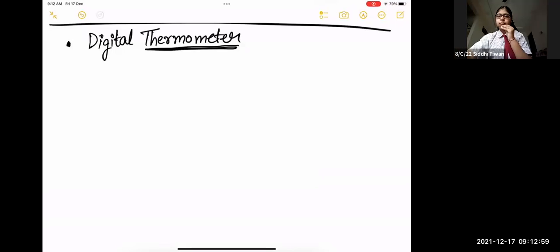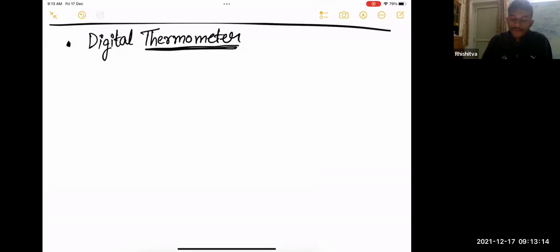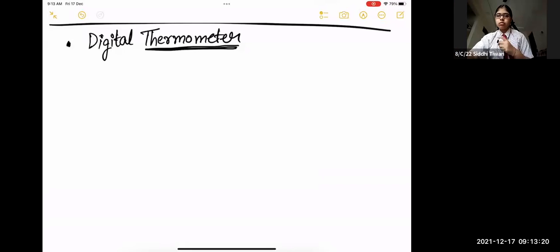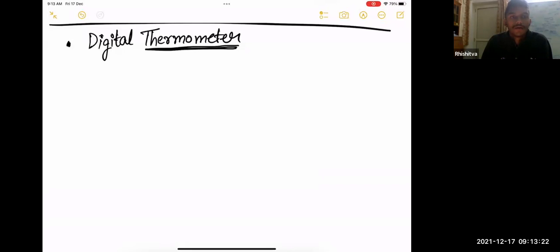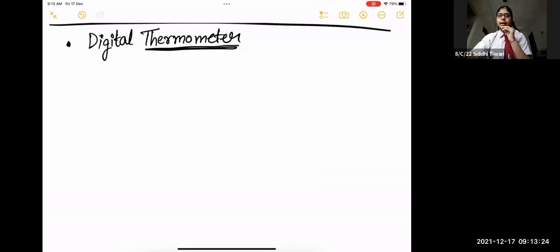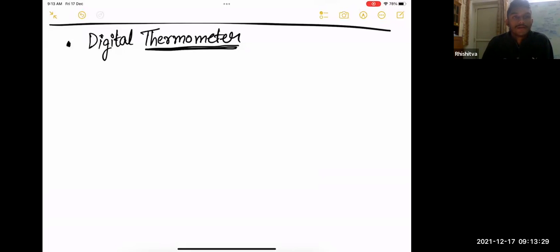So have you used this thermometer elsewhere? Yes, sir. Where? Yes, digital thermometer. First, the clinical thermometers were used to take the temperature when we were having the fever, but now digital thermometers are used for the same purpose. Okay, any other purpose or function where you have used or seen this thermometer used other than the clinical method? In manufacturing and industries. Yes, great, Siddhi.